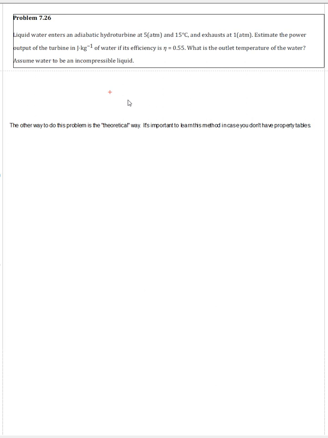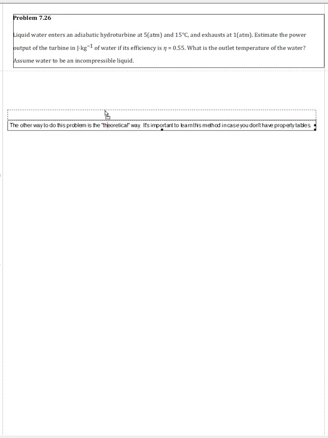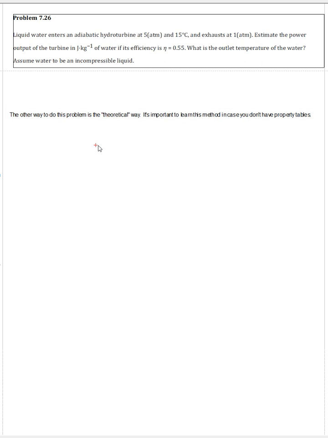This is problem 726, and we solved this problem in another tutorial by using an online database that had the properties of subcooled liquid water. What I want to do now is go through what I call the more theoretical way to solve this problem. This is something that you should become familiar with, and you will need to use this for solving some problems, so make sure you learn it.